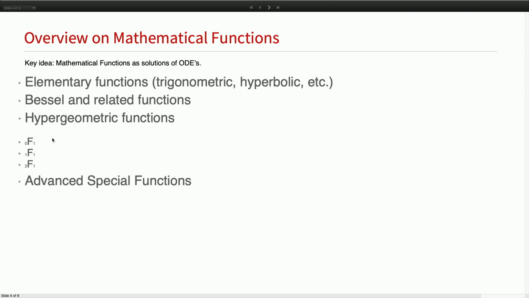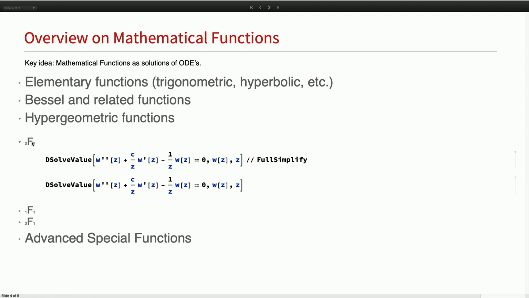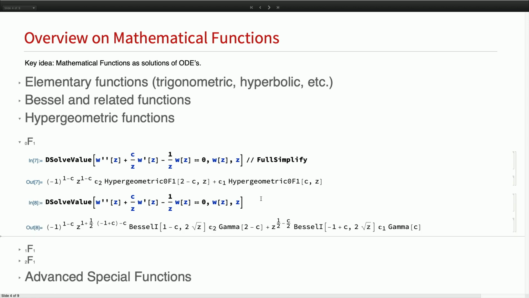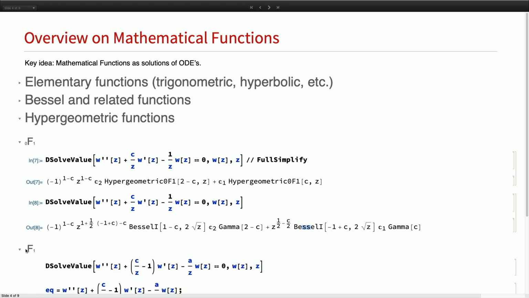The next set of functions is the hypergeometric class of functions, for example, 0F1, 1F1, or 2F1 functions. The 0F1 function is the solution of this differential equation. If we write down this differential equation, which you can find in the documentation page, you will get the solution in Hypergeometric0F1 functions. However, if you do not make a full simplification, you will receive the following. So there is a connection between hypergeometric functions and, for example, Bessel functions. In fact, there are connections between all of these special functions and the elementary functions.